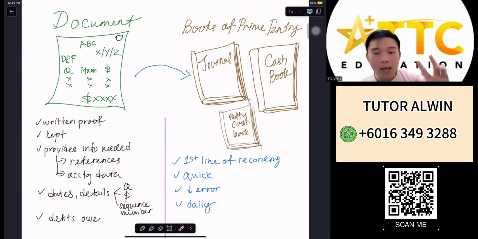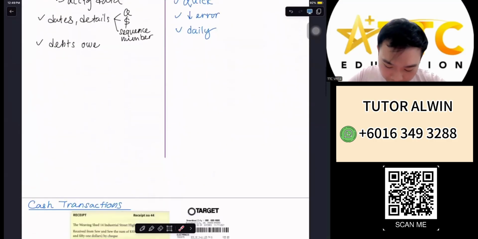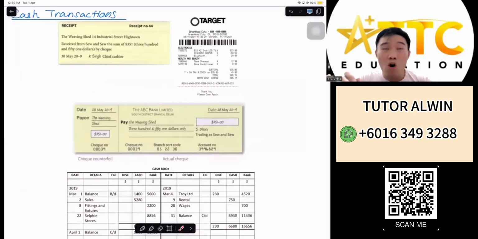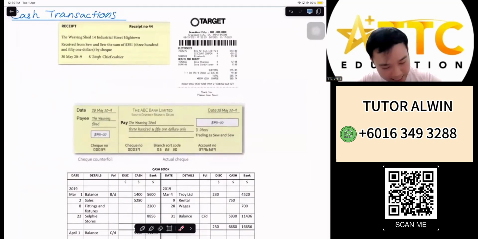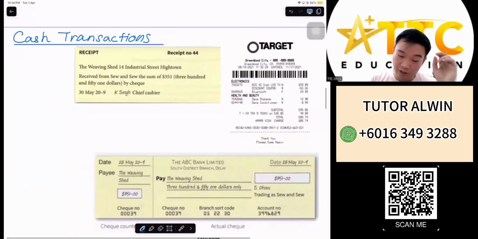So let's see what are the types of documents and the relevant books of prime entry that we normally use. First, for cash transactions, meaning on-the-spot payment or on-the-spot receipt of money, what we have here, one of them is our receipt. Sometimes this receipt is called the official receipt.